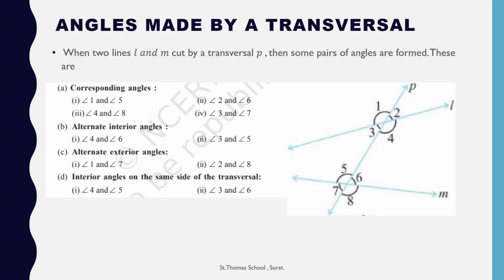Now, in the notebook, you have to write like this. Angles made by a transversal: when two lines L and M are cut by a transversal P, then some pairs of angles are formed. These are corresponding angles, alternative interior angles, alternative exterior angles, and interior angles on the same side of the transversal. Already I have explained. You have to draw the figure, and like this neatly you have to write in your maths notebook. Clear?